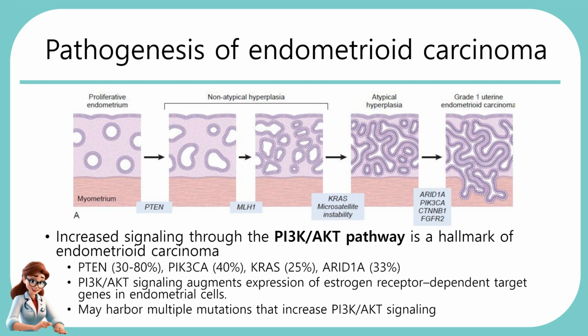PI3K-AKT signaling augments expression of estrogen receptor-dependent target genes in endometrial cells. Type 1 endometrial carcinomas are somewhat unique in that individual tumors may harbor multiple mutations that increase PI3K-AKT signaling, suggesting that tumor development and progression is fostered by successive increases in signal strength.